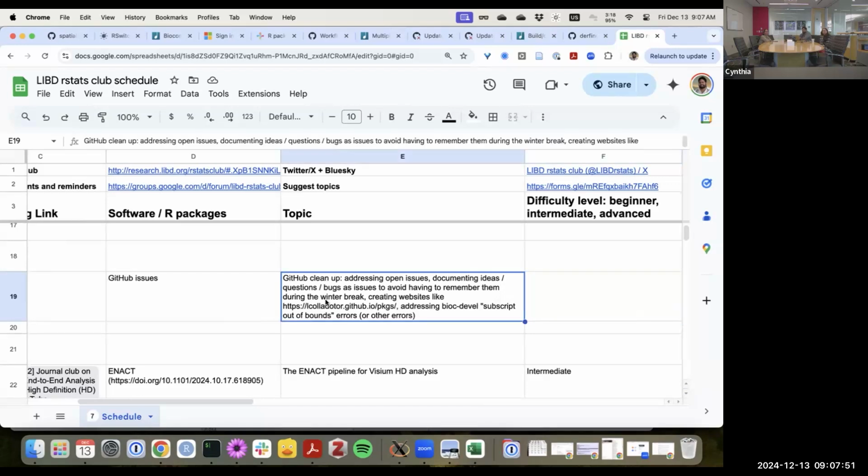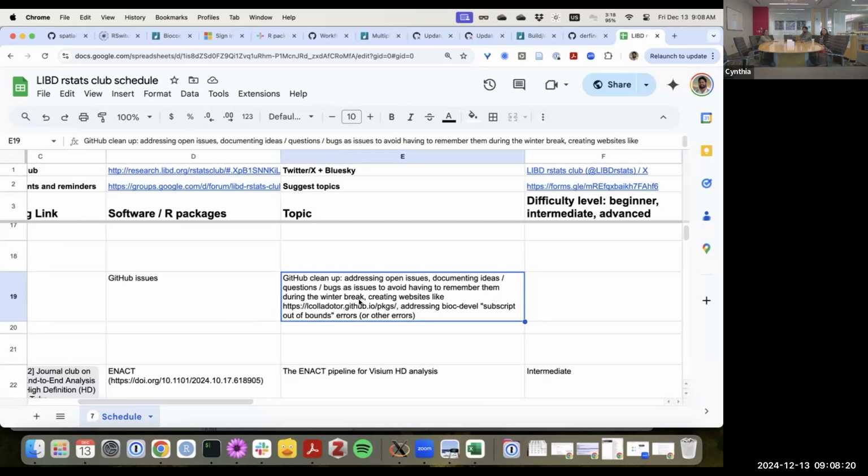Since it's the end of the year, I thought it would be good to spend some time doing some GitHub cleanup. That can have a lot of different interpretations, but one of them is addressing some open issues. But also, I told a few people in my team that it'd be good to maybe document some ideas, questions, or bugs as issues, so we don't have to remember them during the winter break.